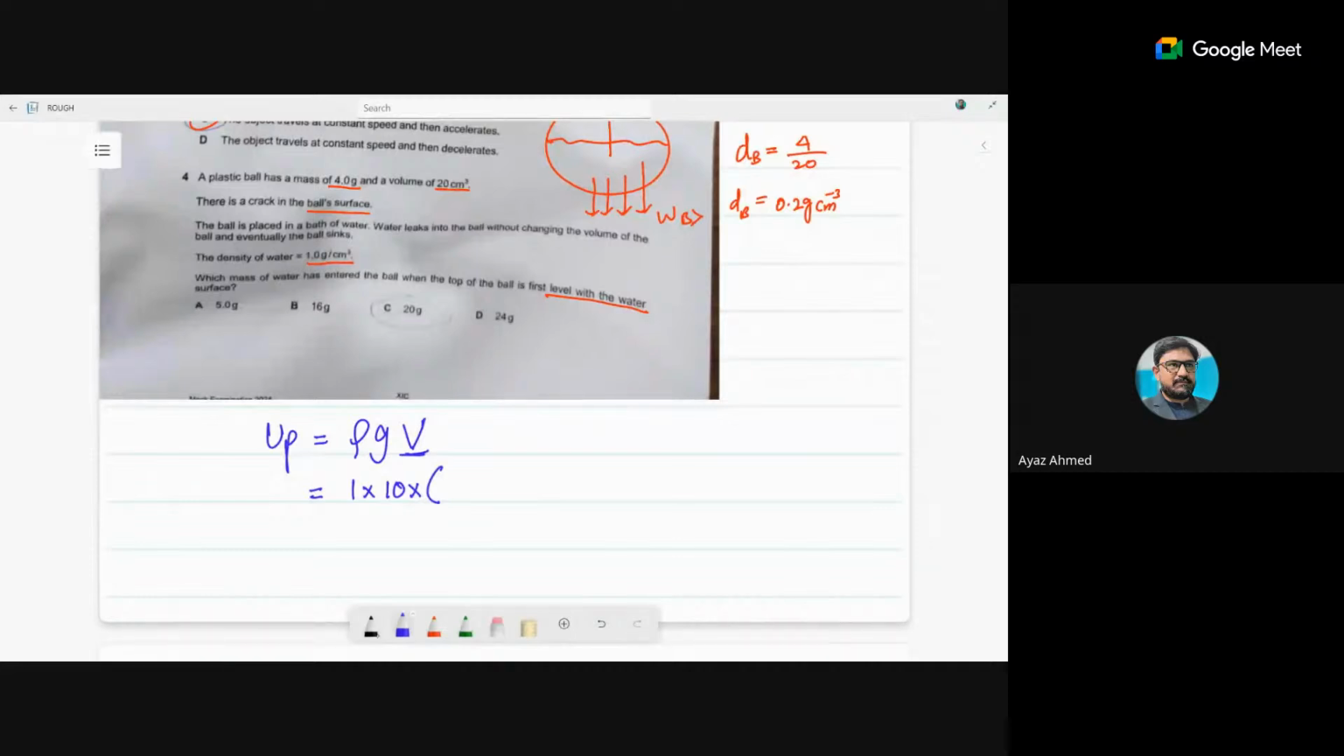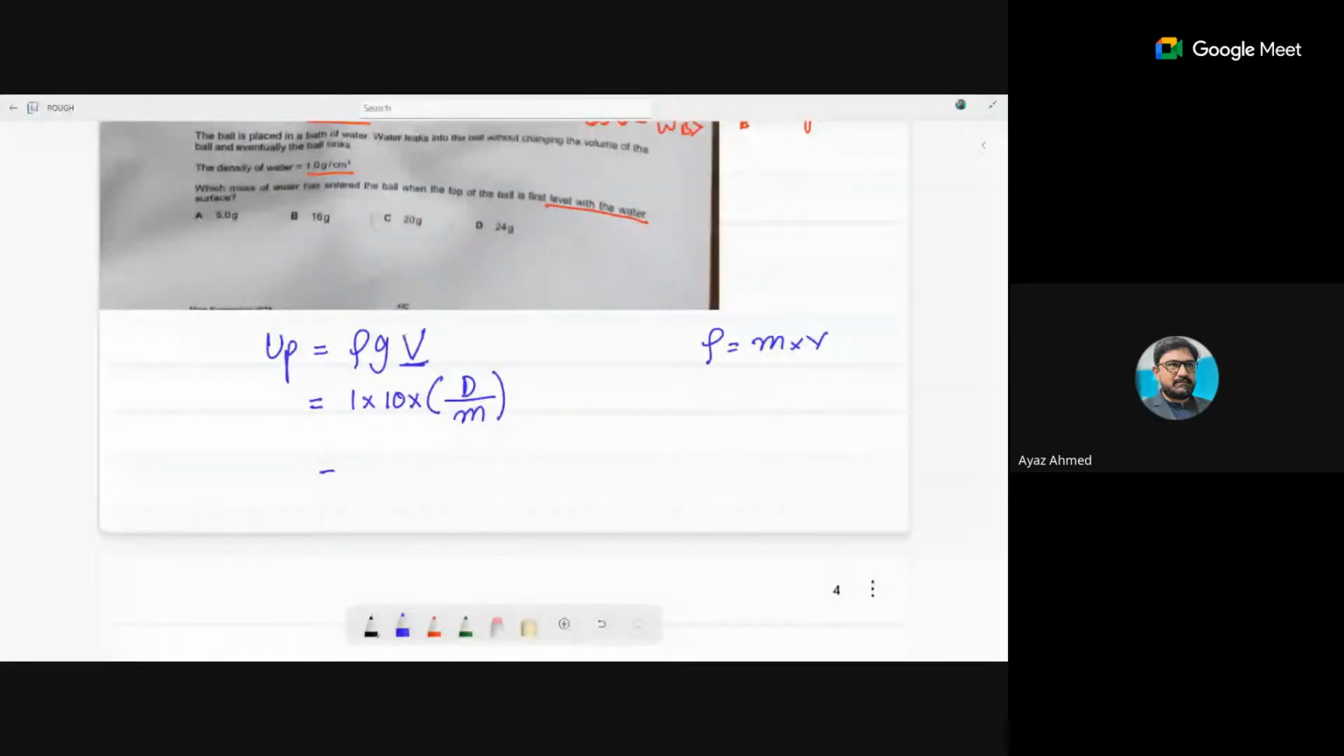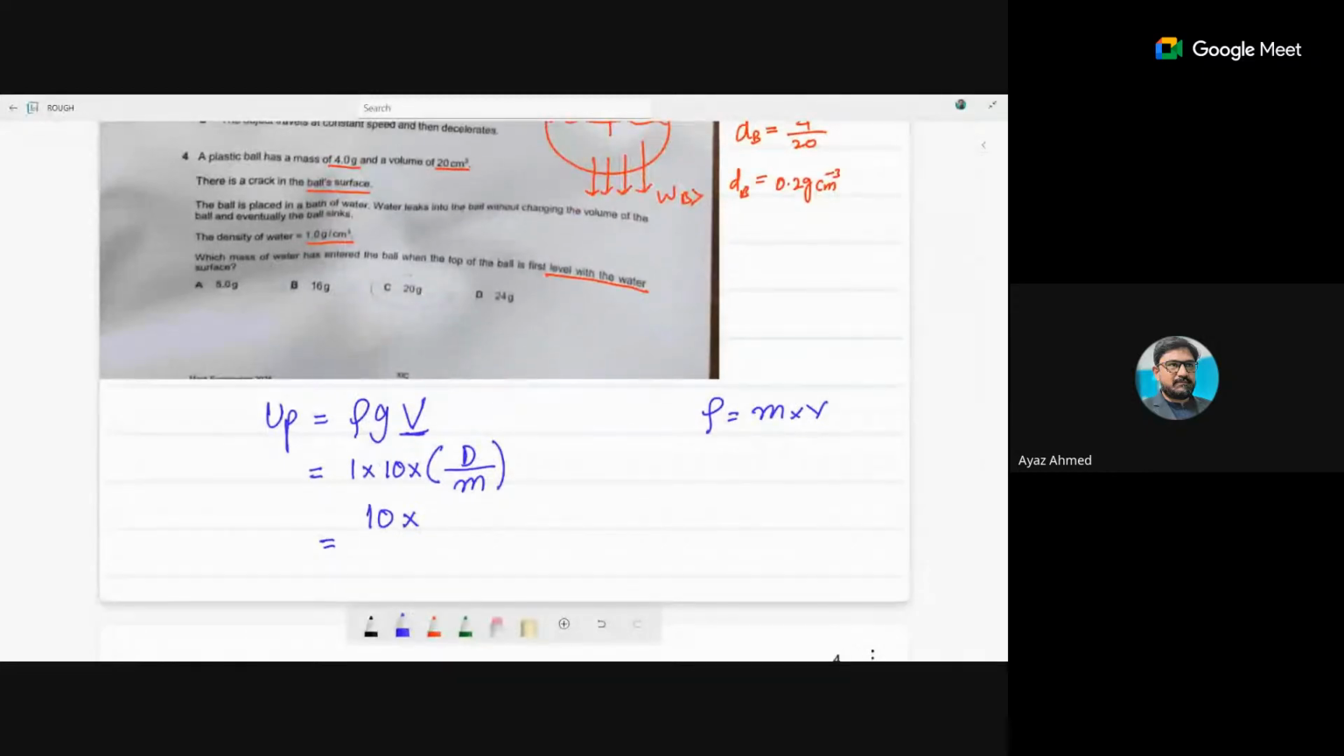We have to figure out the value. What other information do we have? Yes, density is mass divided by volume, and volume is mass divided by density. Okay, so if I say it is 10, what density does the ball have?